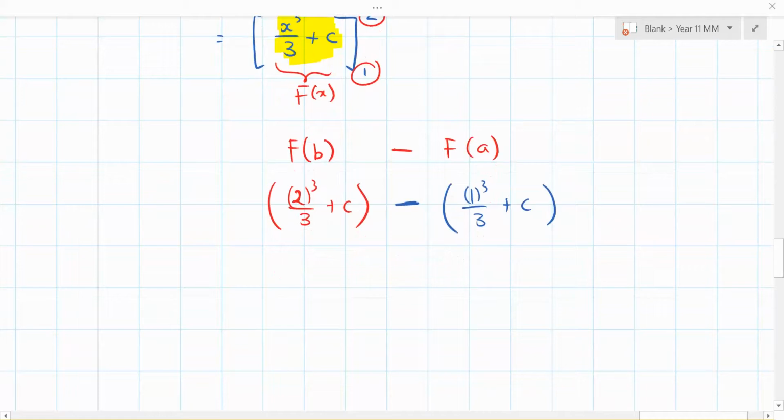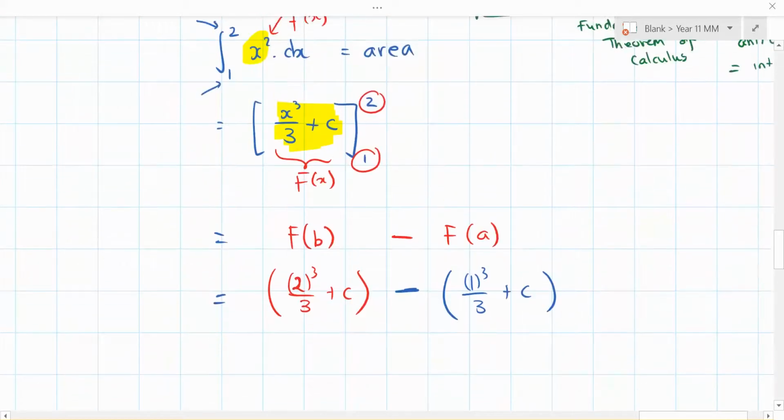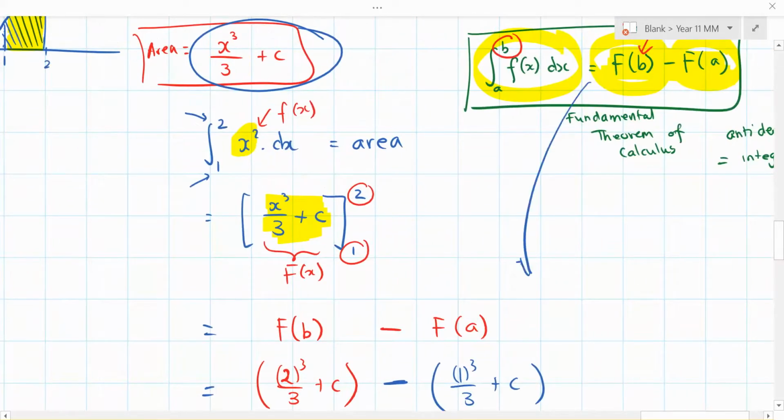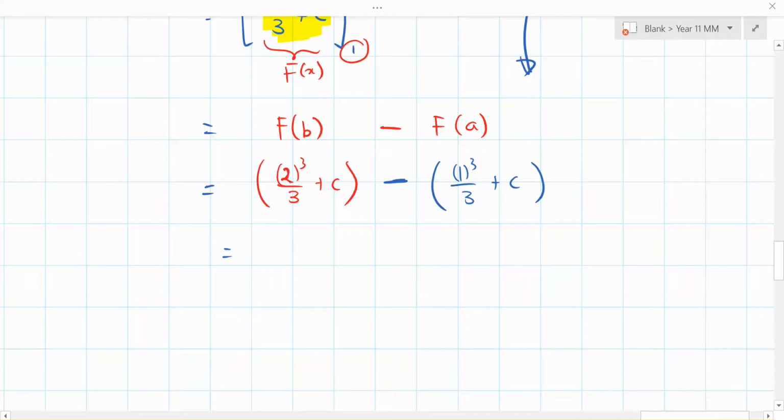Okay, see what I did there? So I'm just using the rule. This is the fundamental theorem of calculus. And we can see that 2 cubed is 8 on 3 plus c. So this is the first bracket. Minus, this is 1/3 plus c.